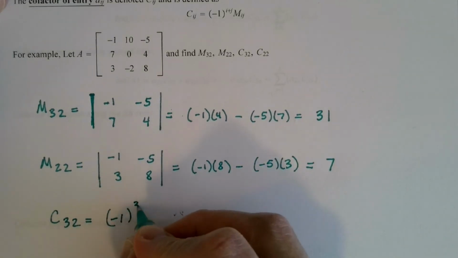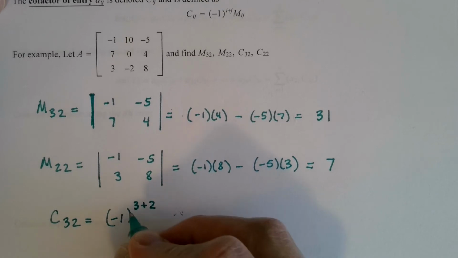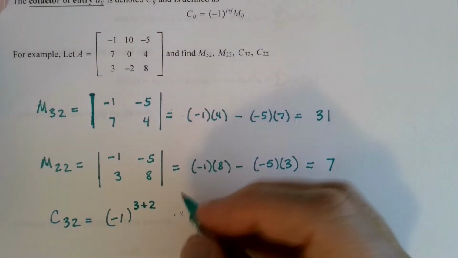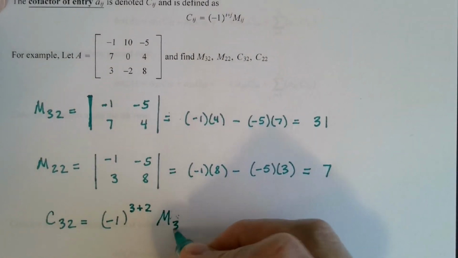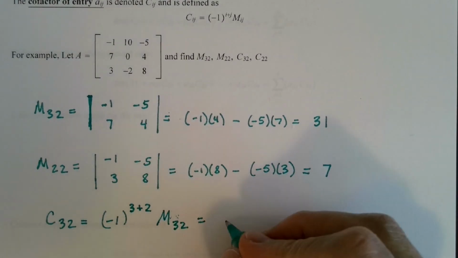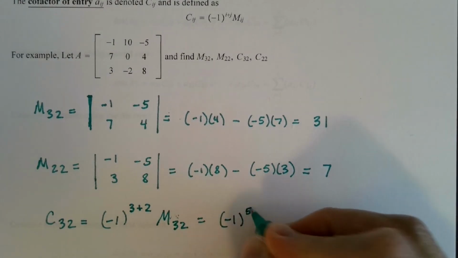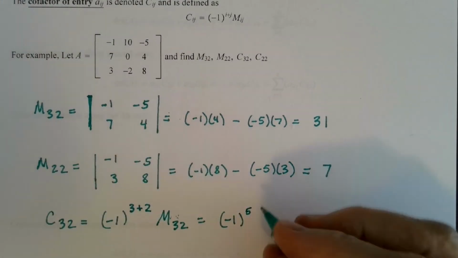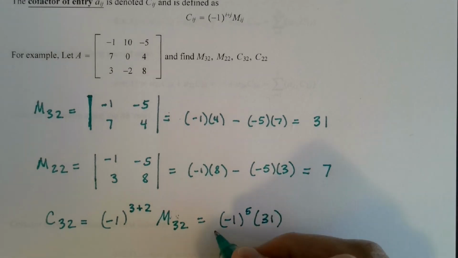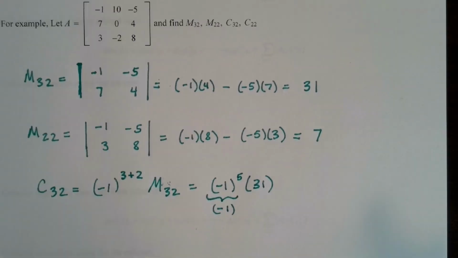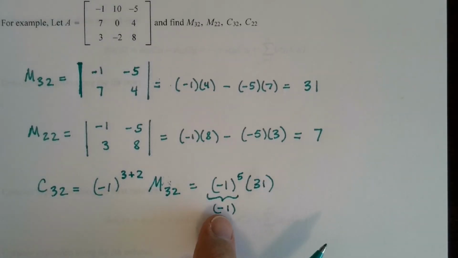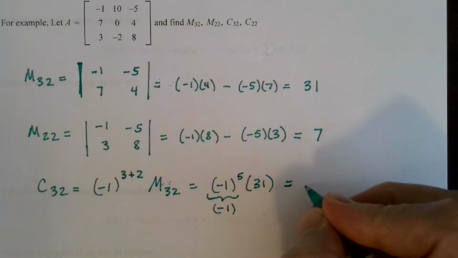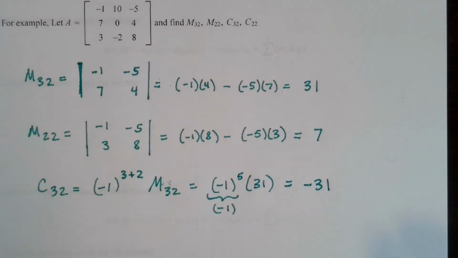So C32 is going to be -1 to the i plus j power times M32, where i is 3 in this case and j is 2. Well, this will be -1 to the 5th power times M32, which we already calculated to be 31. But -1 to the 5th power is -1, because -1 to an odd power is -1, right? And so I'm going to get -31.